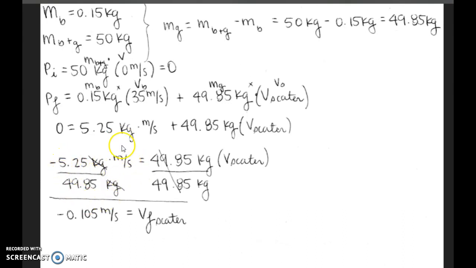Now, when you divide this value, it becomes negative 0.105 meters per second, which is her final velocity or her momentum backwards after throwing the ball.